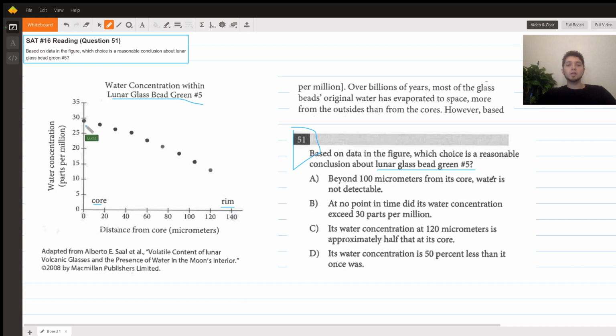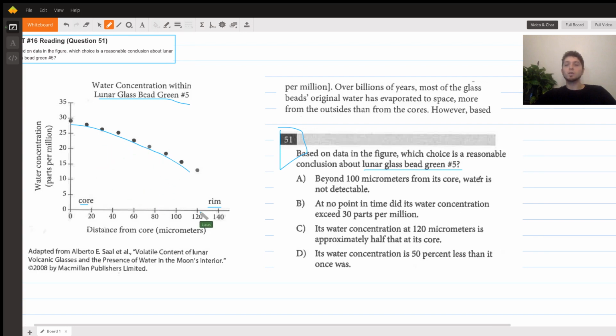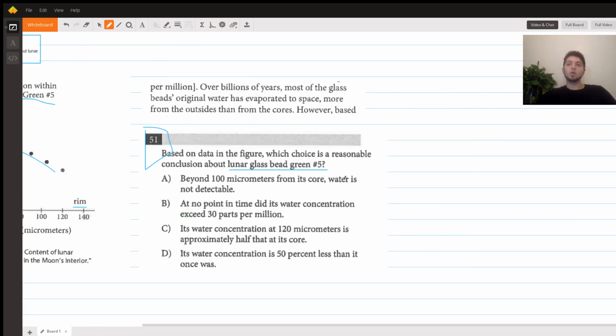And then we're going to notice this basic trend, which shows that as we're closer to the core, we have a higher water concentration. And then as we move outside of the core and go closer to the rim, the water concentration dips. So that's that. So we want to choose an answer choice that's going to be correct based on the information that we have here. I think the best way to do it is just go through them one by one and then choose the option that makes most sense.